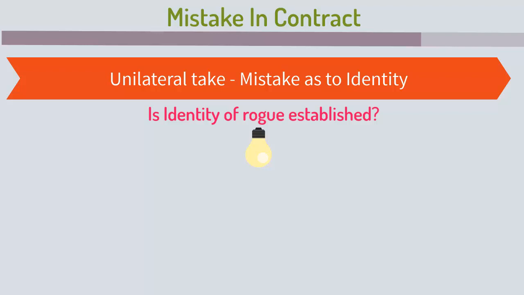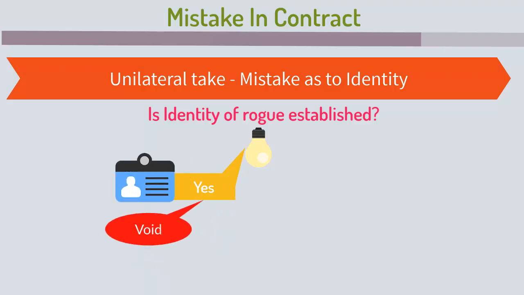If it is established that there was a mistake as to identity of the contracting party, the resulting contract is deemed void. The effect is that the rogue acquires no title or rights of ownership to the goods. This is consistent with the nemo dat rule. Consequently, a third party who acquires the goods from the rogue does not acquire any title.